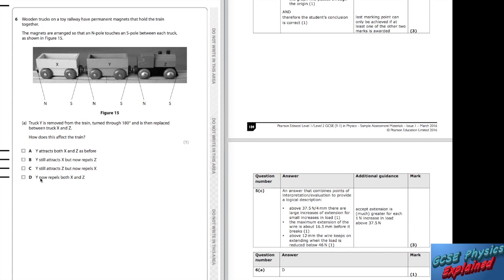D. Y now repels both X and Z. So this South Pole here will be reversed over to here. So that'll be a South Pole and a South Pole, so they will repel. And this North Pole will now be over here next to that North Pole, so that will repel. So yes, D is correct.